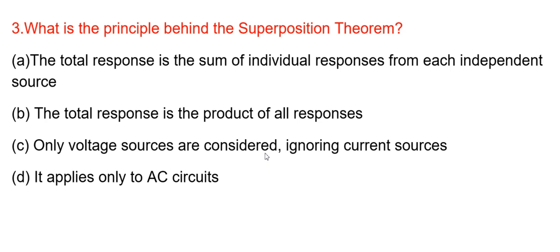Third question: what is the principle behind the superposition theorem? A, the total response is the sum of the individual responses from each independent source. B, the total response is the product of all responses. C, only the voltage sources are considered, ignoring the current sources. D, it applies only to AC circuits. Pause the video and try the answer.